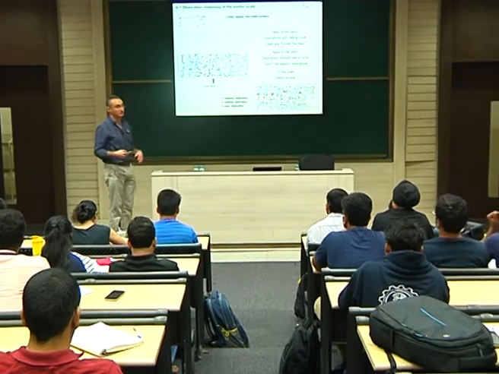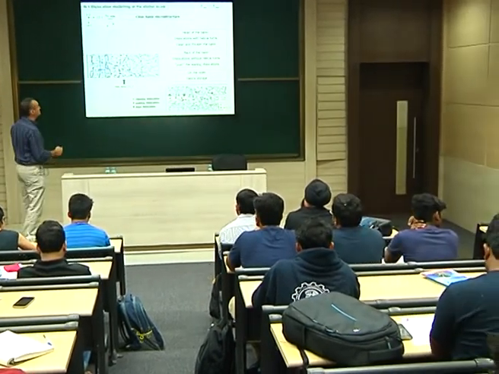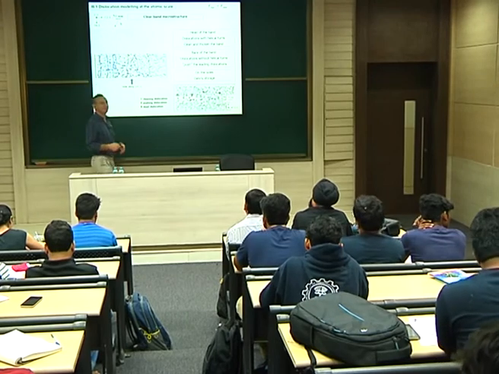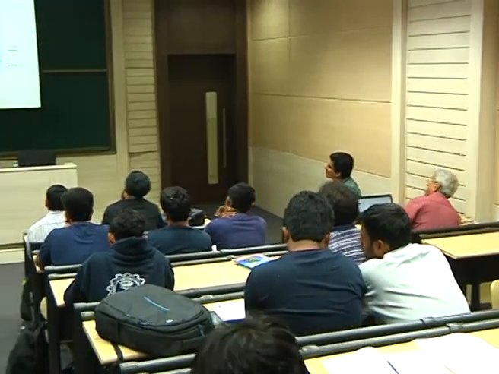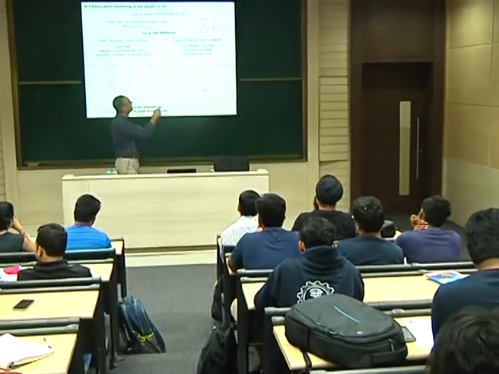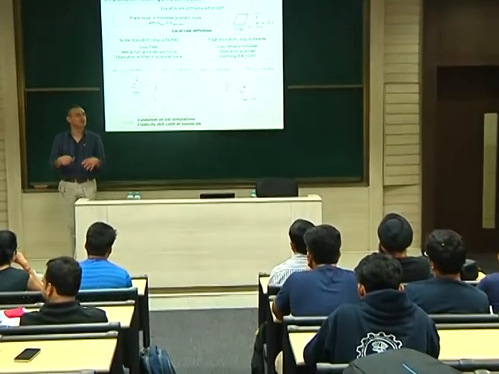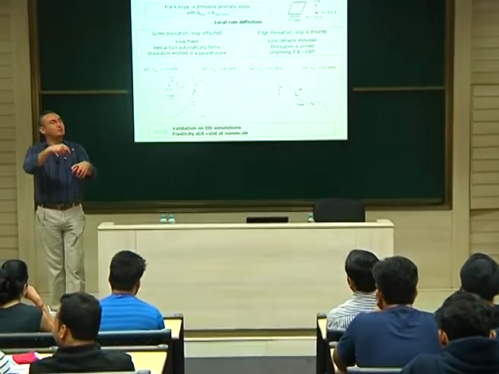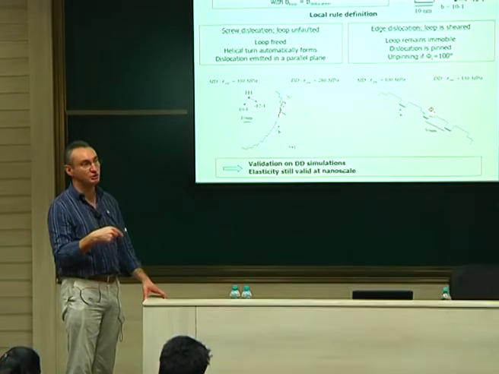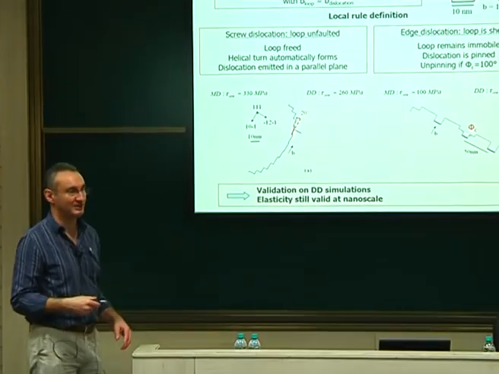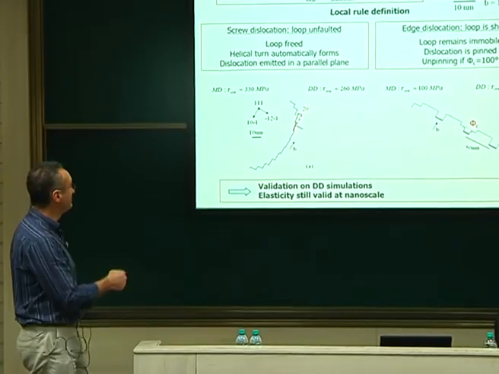They are not Frank loops, no. They are artificial Frank loops, just immobile. I go back to here: they are just pure prismatic loops, but sessile, so artificially pinned, ready to be unpinned. It's as if they had already been unfaulted by a dislocation, but not moving yet. Then we let them move and see what they do.